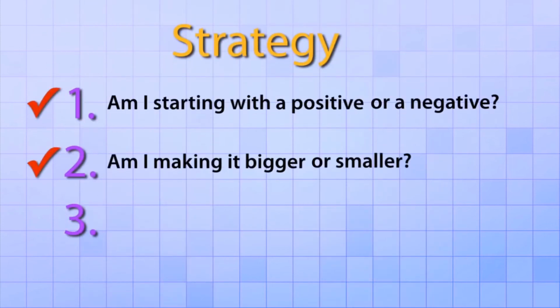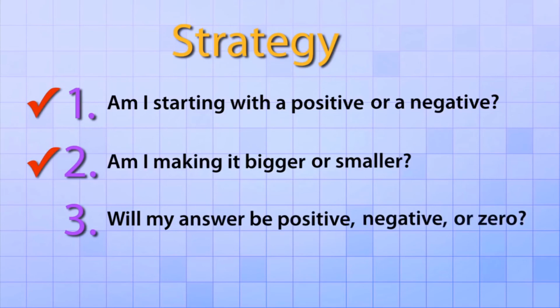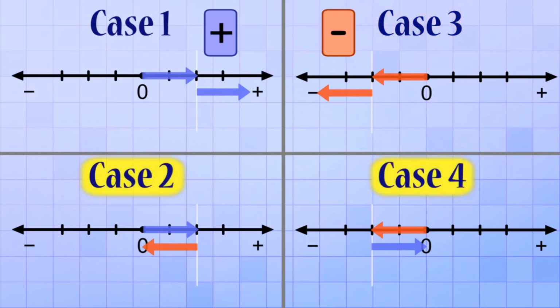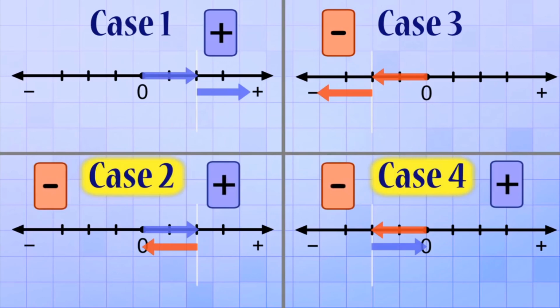And the last question that you need to ask is, will my answer be positive, negative, or 0? The answer to this will depend on which case you have and what values you're working with. If it's a case 1 problem, you know the answer will always be positive. And if it's a case 3 problem, then you know the answer will always be negative. But you'll remember that in cases 2 and 4, the answer could change between positive, negative, or 0 depending on the difference between the 2 numbers that you're working with.